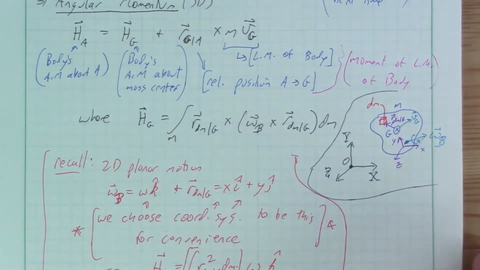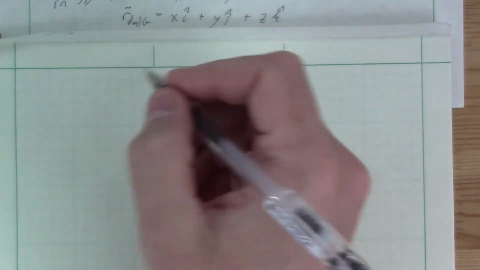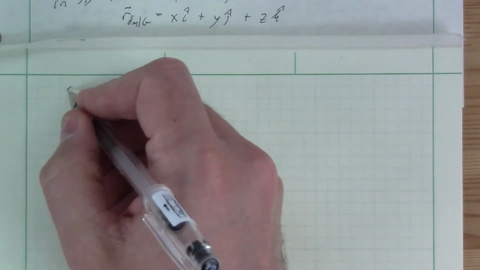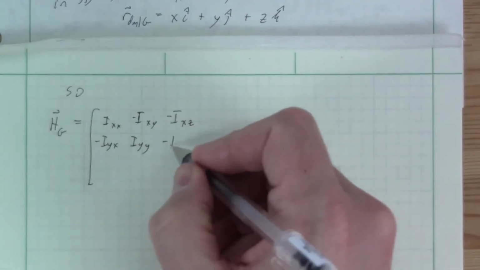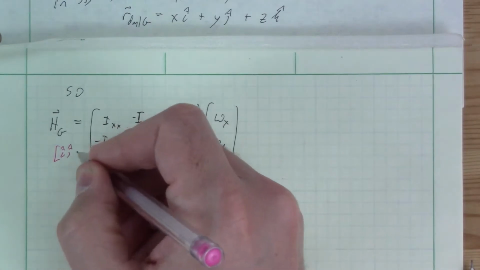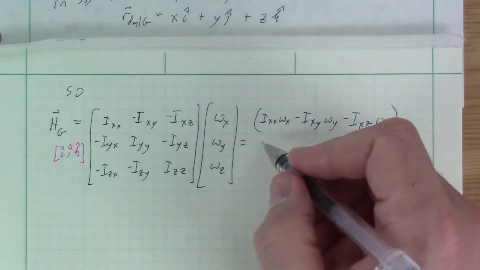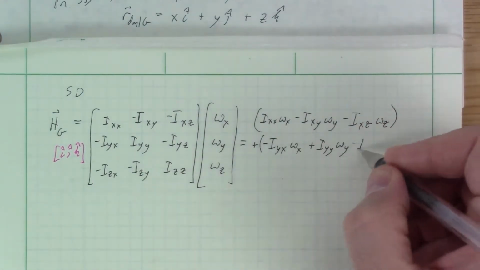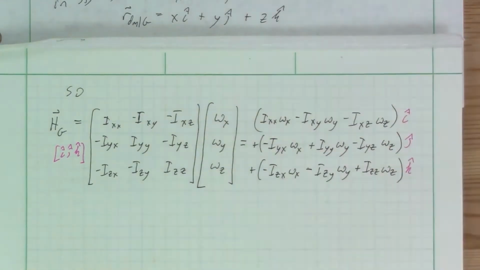And I'm going to write all of this out. It's going to be a matrix equation first, and then I'll actually write it all the way out. So let me write it out, and we'll come back and talk about it. Okay, so there it is.